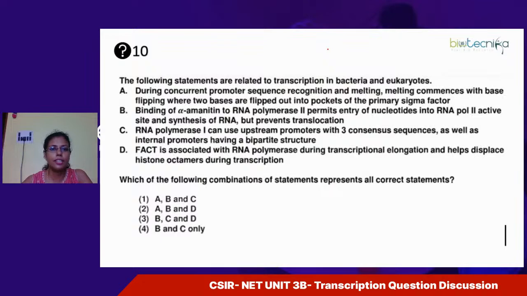The following statements are related to transcription in bacteria and eukaryotes. During concurrent promoter sequence recognition and melting, melting commences with base flipping, where two bases are flipped out into pockets of the primary sigma factor. Binding of alpha amanitin to RNA polymerase 2 permits entry of the nucleotides into RNA pol 2 active site and synthesis of RNA, but prevents translocation. RNA polymerase 1 can use upstream promoter with 3 consensus sequence as well as internal promoters having a bipartite structure. FACT is associated with RNA polymerase during transcriptional elongation and helps displace the histone octamers during transcription.